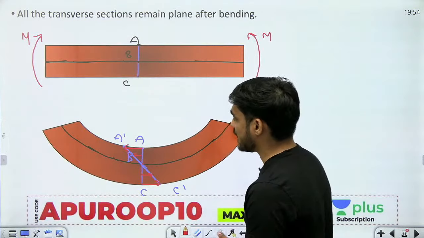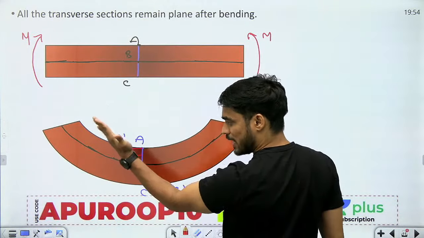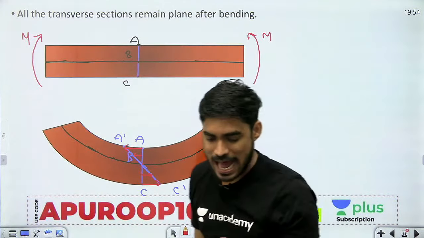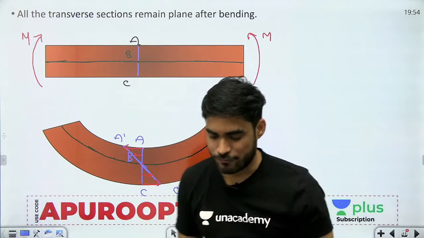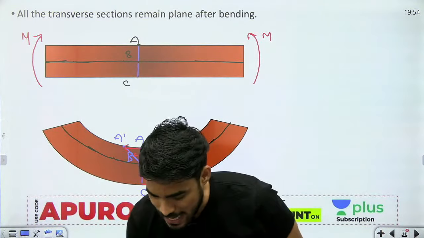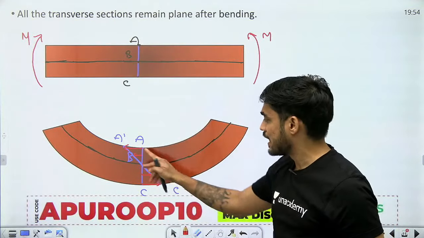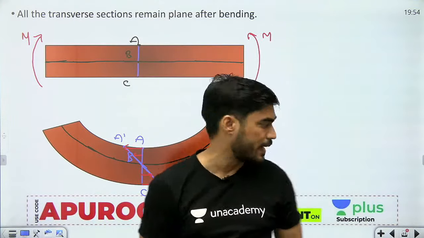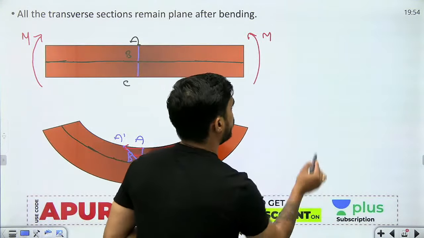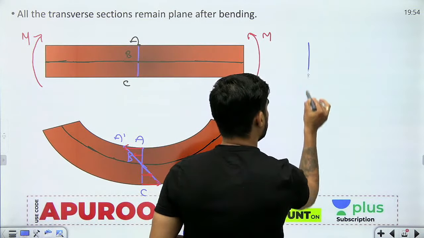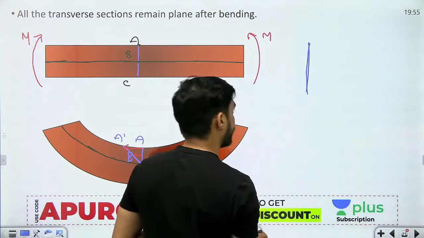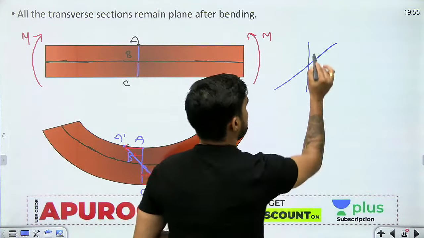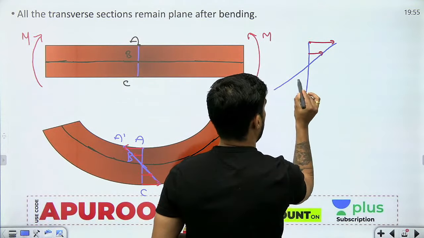So beta, you can see that if the transverse section remain plane after bending, then the deformation from top to bottom are varying linearly. Deformation जो है वो linearly vary कर रहा है, right? Deformation जो है वो linearly vary कर रहा है ऊपर से नीचे तक. If you see that the transverse section remain plane after bending. अगर मैं इसको अलग से draw करूं तो you will get this. This is the deformation, or you can say this is the strain. This is the variation of strain.